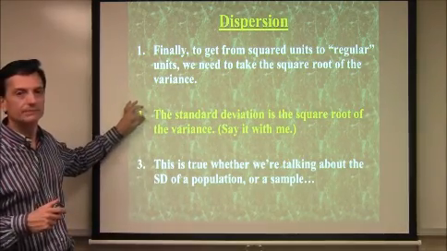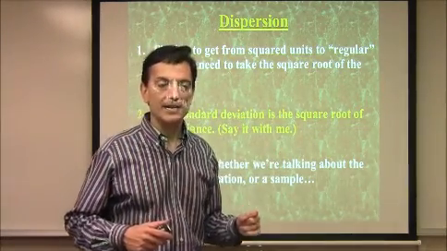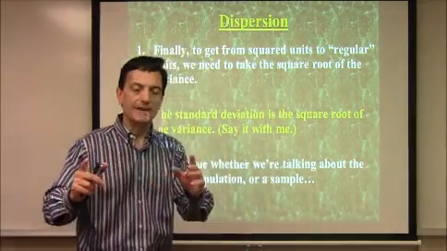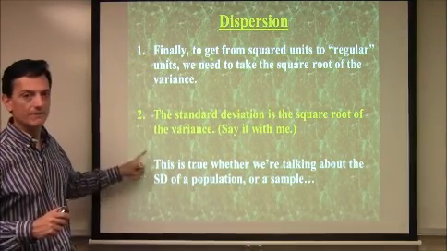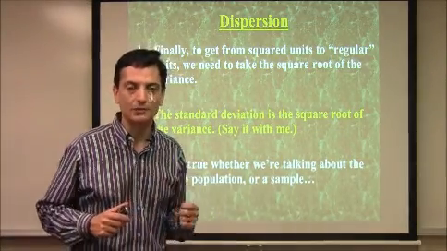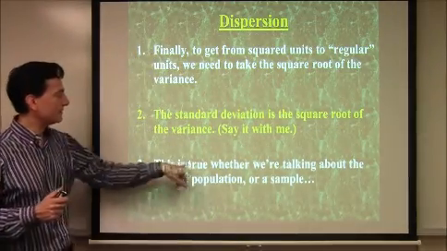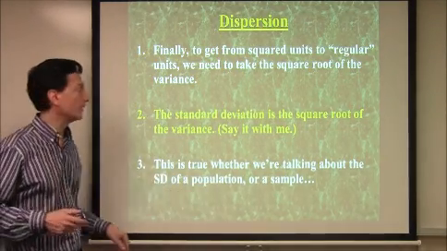The standard deviation is the square root of the variance, and we're going to make that today's main mantra. So I'll ask you to say it with me. Okay? Everybody, say it together. The standard deviation is the square root of the variance. And we will say that mantra several times this semester. It's a very critical mantra for our purposes. And this is true whether we're talking about a standard deviation of a population or of a sample.